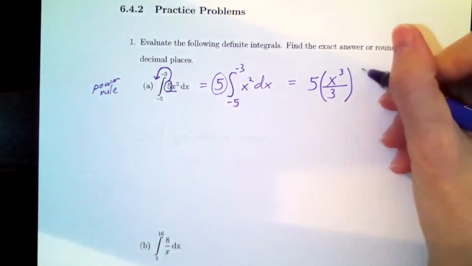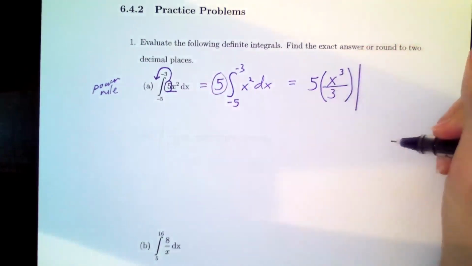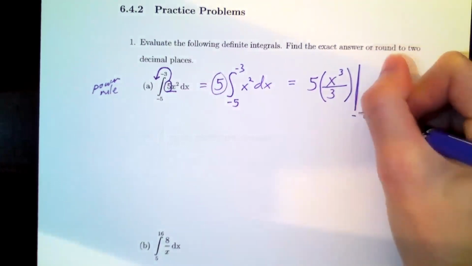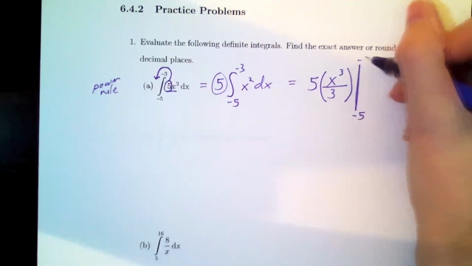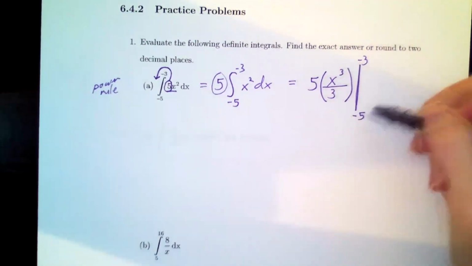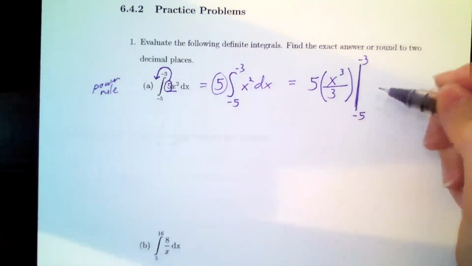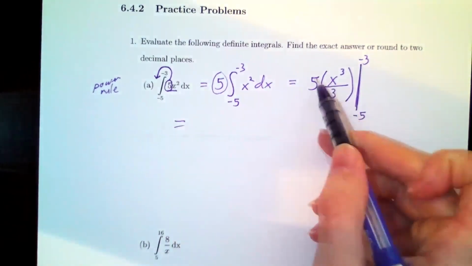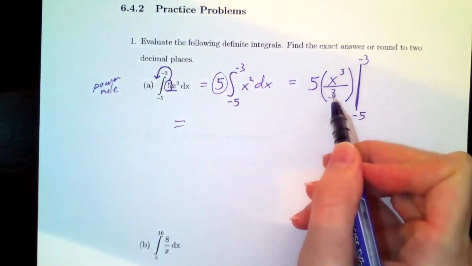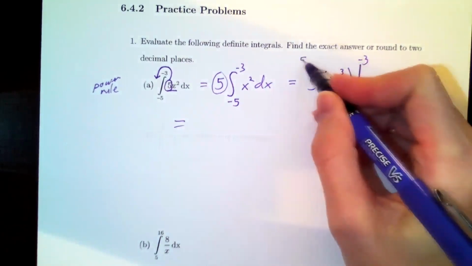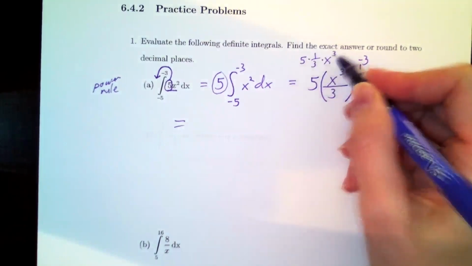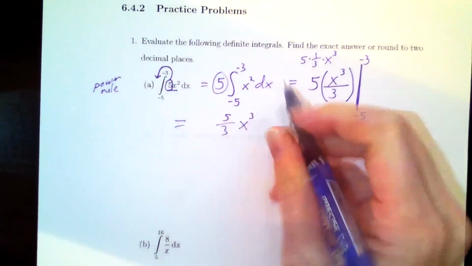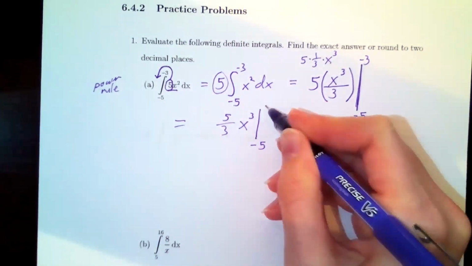But since this is a definite integral, I'm going to end up plugging in numbers into this thing instead. So we put a little vertical sign here. That means to be evaluated from the lower bound, minus 5, to the upper bound, minus 3. I haven't done anything with those yet, but this little vertical sign is like a reminder that I have to do it here in a minute. Now, we might fix this up a little bit. This is the same as 5 times 1/3 times x cubed. So you might write that as 5/3 x cubed. So I have 5/3 x cubed to be evaluated from minus 5 to minus 3.